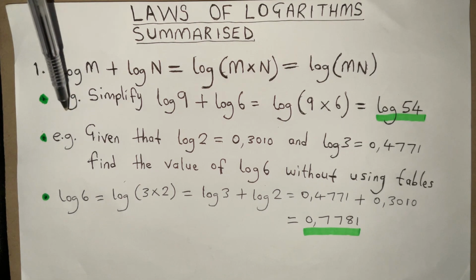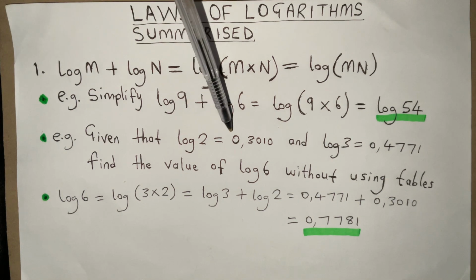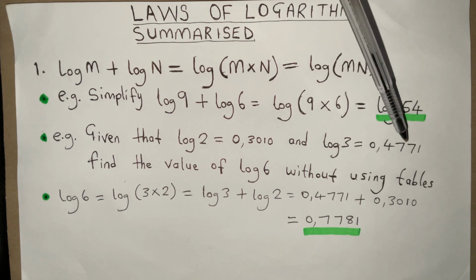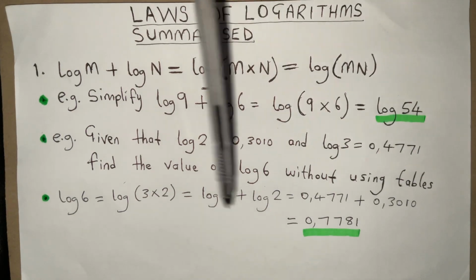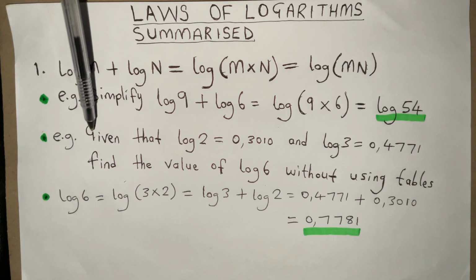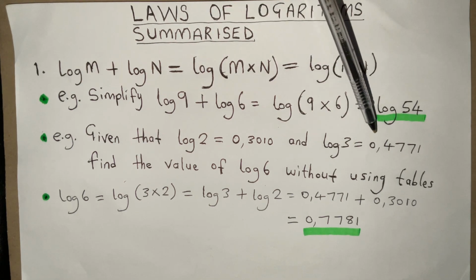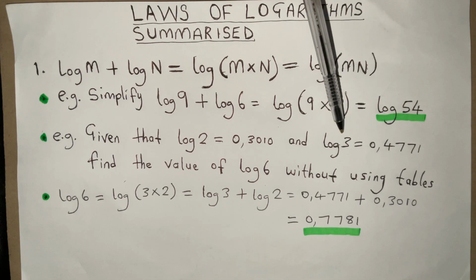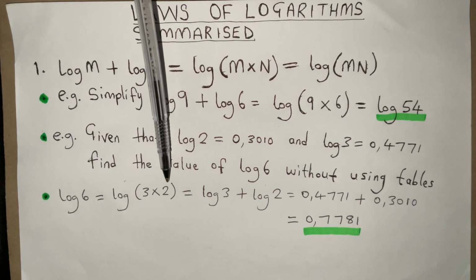Another example, still on the first law. It says given that log 2 equals 0,3010 and log 3 equals 0,4771, find the value of log 6 without using tables or a calculator. Based on the first law, since I was given the values of log 2 and log 3, I'll combine this 2 and this 3 as a product. So log 6 becomes log 3 multiplied by 2.